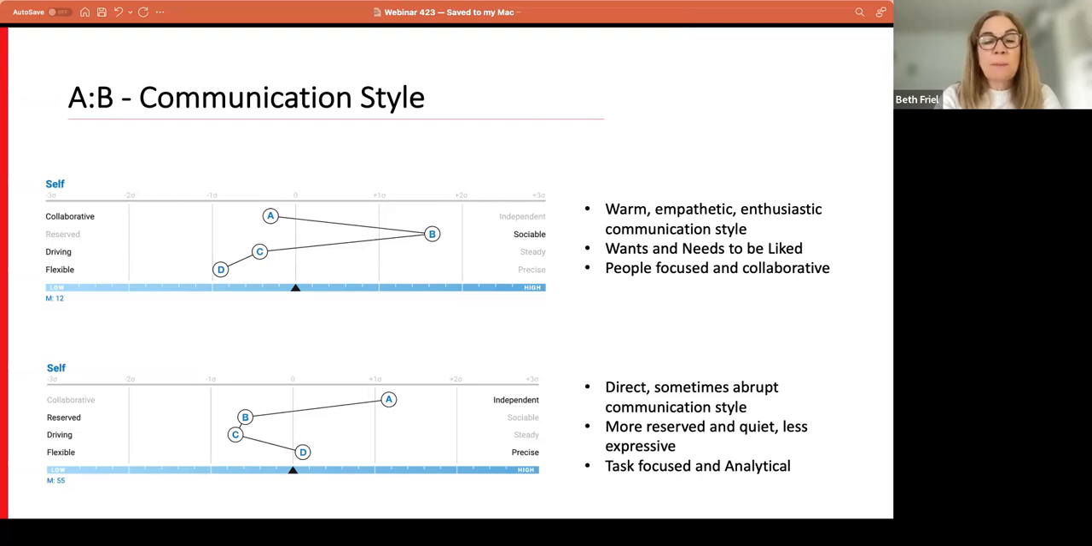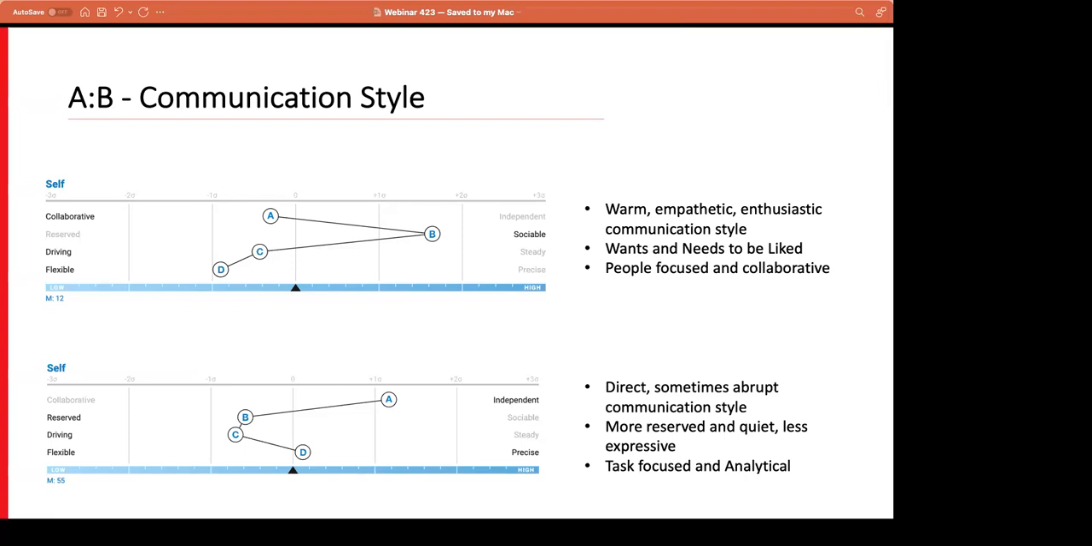B higher than A, very people focused. And they want to be around people and get consensus and be collaborative. A higher than B, you see in a lot of technical fields because it's very analytical, task focused. A lot of thinking in your head about your own ideas, especially when the A is high and the B is low. Less expressive. Any questions on that?